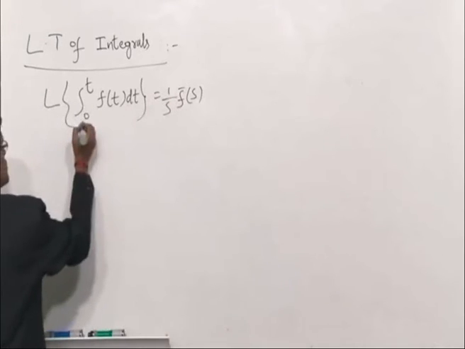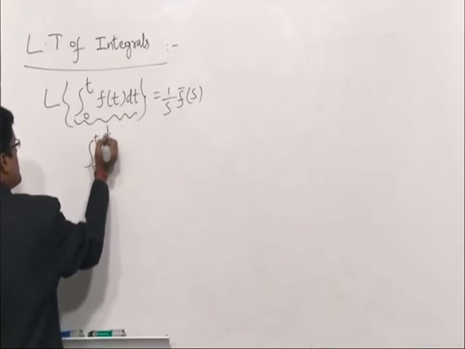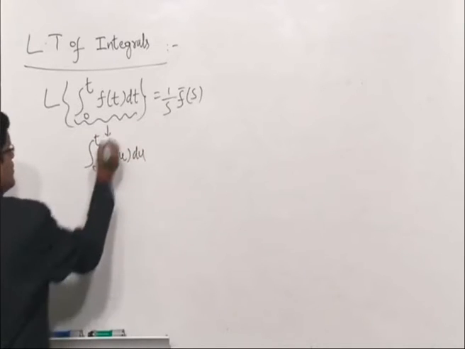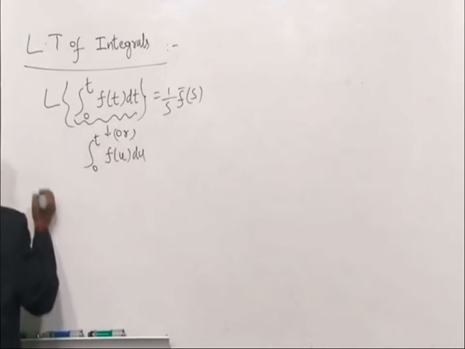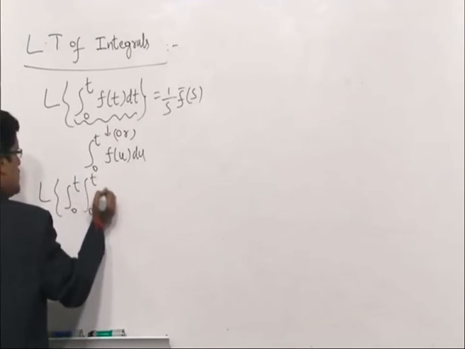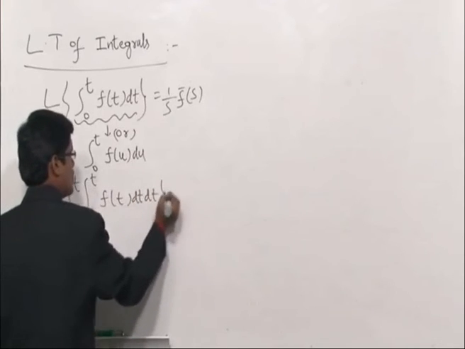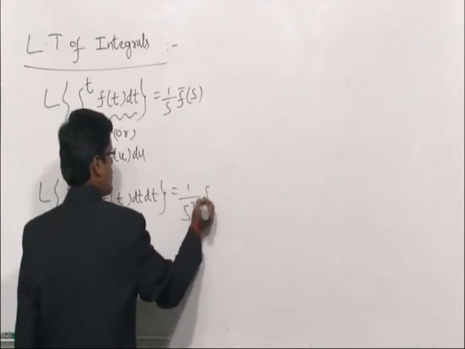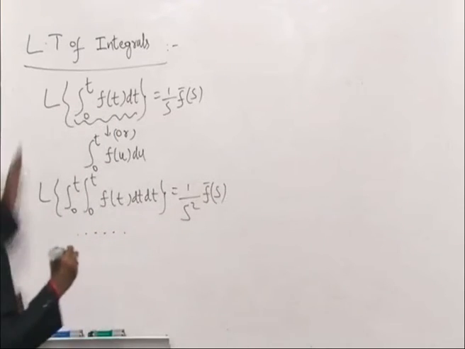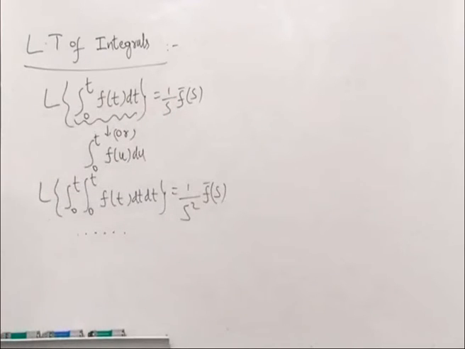Sometimes the inside term, using definite integral properties, can be written as f of u without changing the limits. You can change the variable also, or in some textbooks. Next, similarly, twice with the same limits, 0 to t, f of t dt is equal to 1 over s square f bar of s, etc. Just sending this L to the other side becomes the inverse Laplace transform property. That's why I am not writing it.